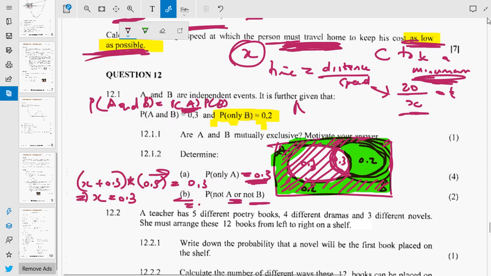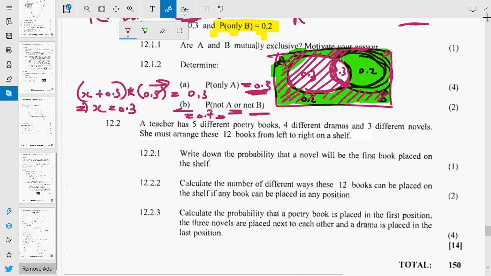Again, this question was a little bit tricky. I hope you understood what was happening. And now the last part of the question, which was also a bit tricky. Now they're saying a teacher has 5 different poetry books, 4 drama, and 3 different novels. She must arrange these 12 books from left to right.